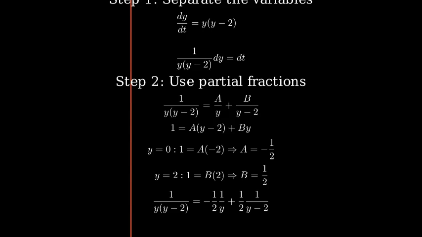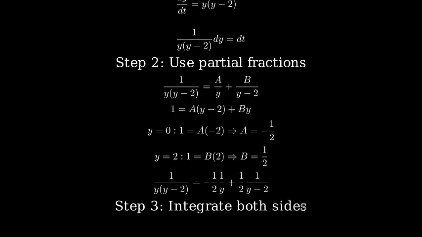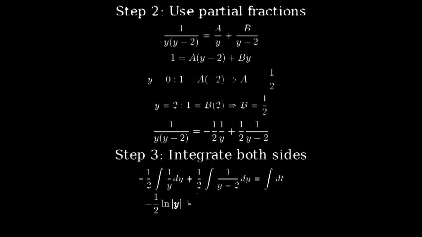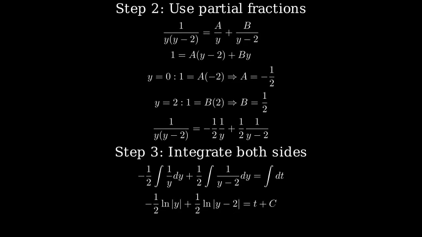Step 3. Now we can integrate both sides of our equation. We have negative 1/2 times the integral of 1 over y dy plus 1/2 times the integral of 1 over (y − 2) dy equals the integral of dt. Using the properties of logarithms, we get negative 1/2 ln|y| plus 1/2 ln|y − 2| equals t plus some constant C.